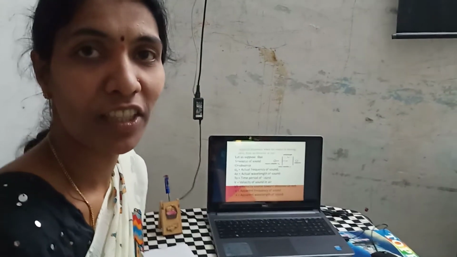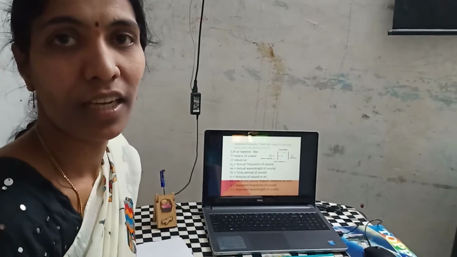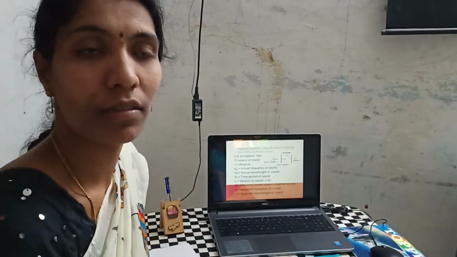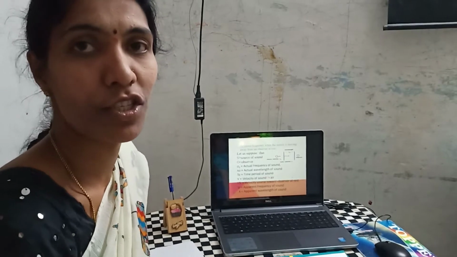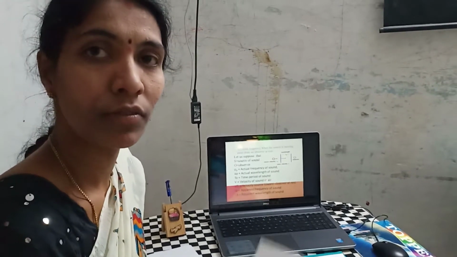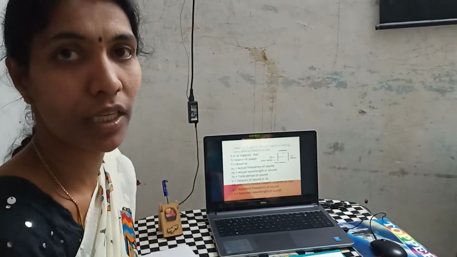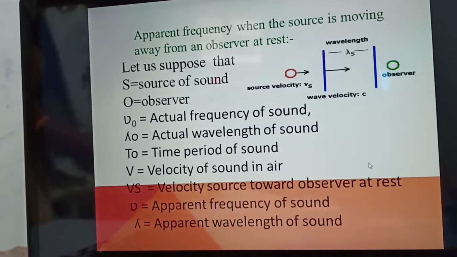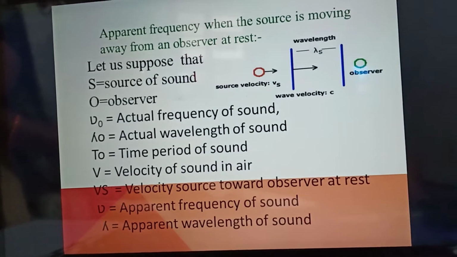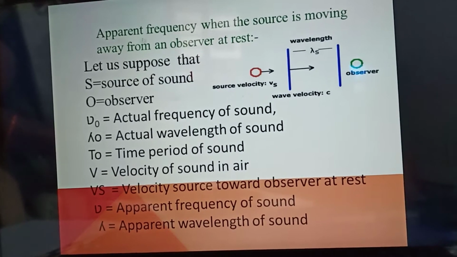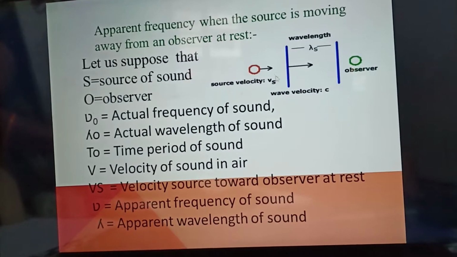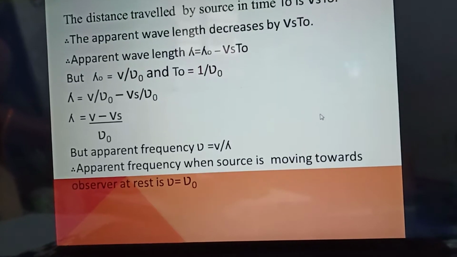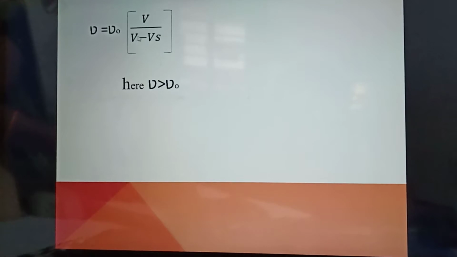Yesterday we learned about the apparent frequency from a source moving away from an observer at rest. Already we found that frequency. In the last class we learned this: the frequency is nu equals nu naught into v by v minus vs.